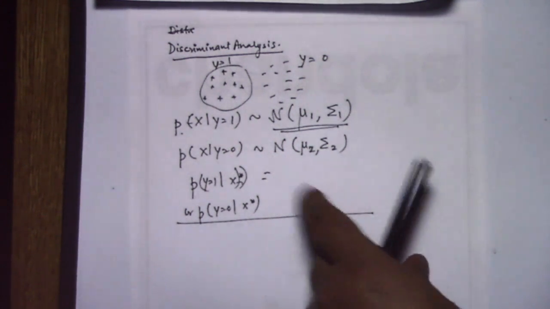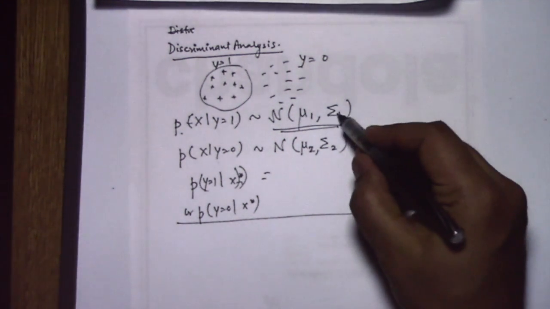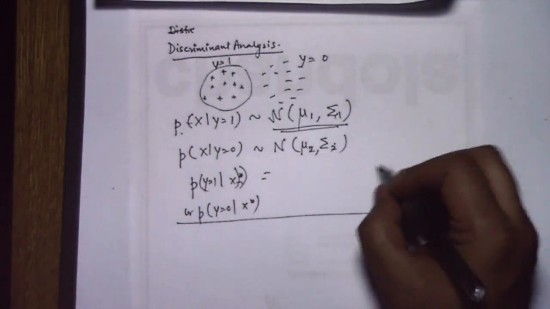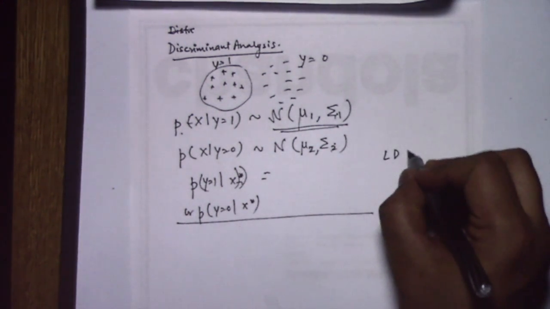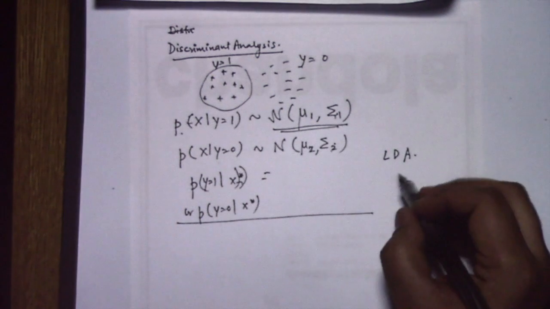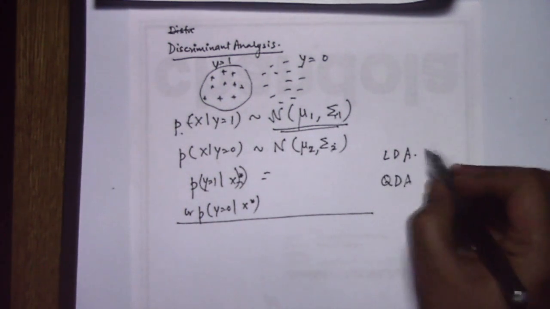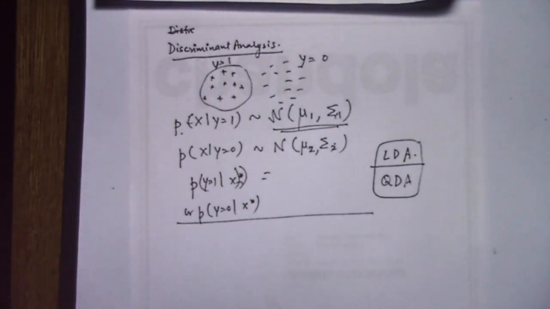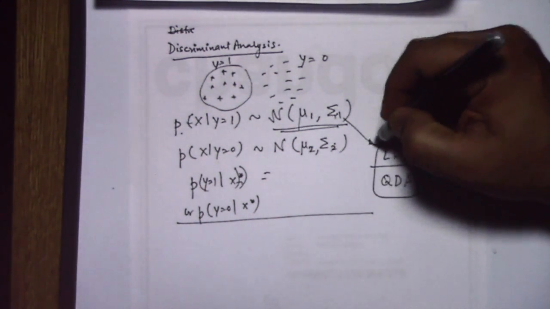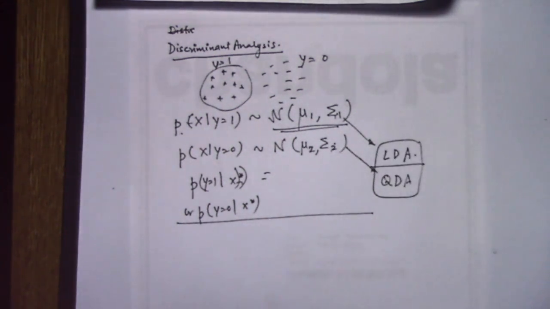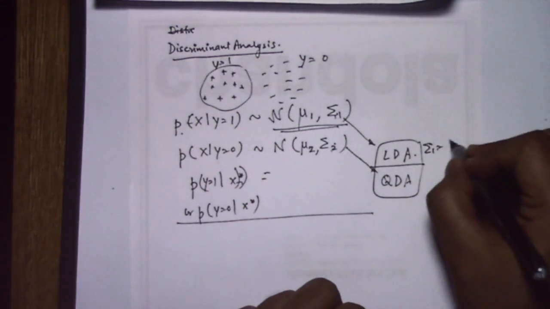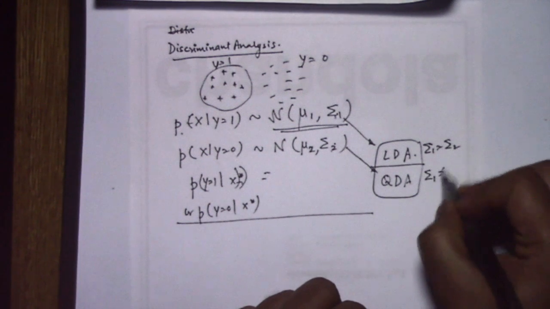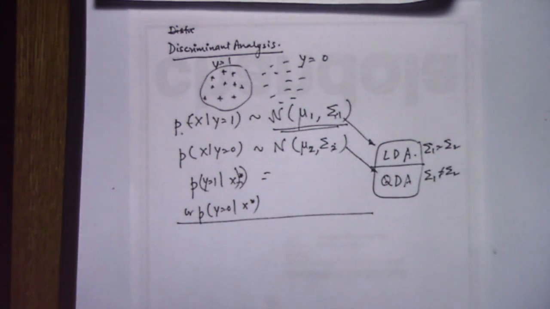Okay? Here, if you set these covariances to be equal, that is known as linear discriminant analysis, LDA. And if these are different, then you get quadratic discriminant analysis. So in your programming assignment, you will have to implement each one of them. LDA means sigma 1 is equal to sigma 2, and when you do the assignment, you will understand why it is linear. So anyway, that's the difference. Right? That makes sense.